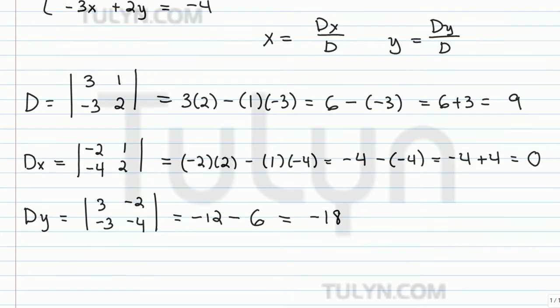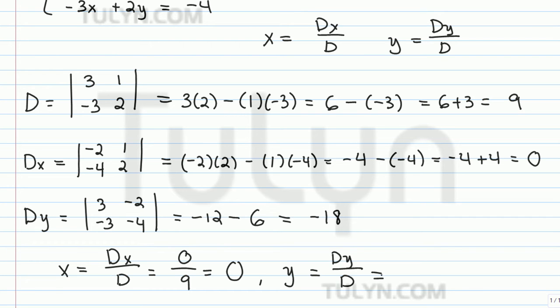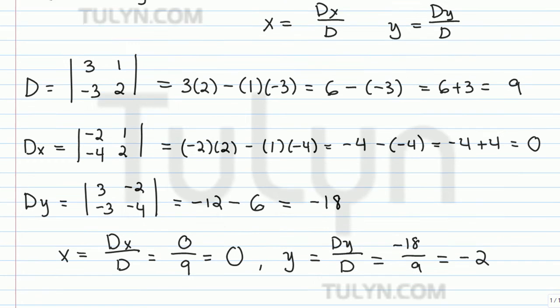So now we have our d, dx, and dy. Now we're ready to solve. So x is dx over d. We found dx to be 0 and d to be 9. Since there's a 0 in the numerator, x is just going to be 0. And y is going to be dy over d. dy is -18, and d again is 9. Reducing that, we end up getting -2.